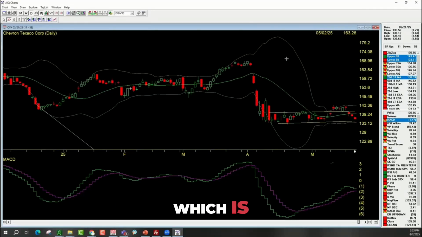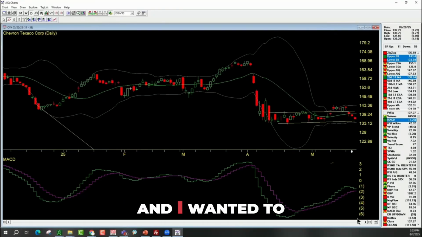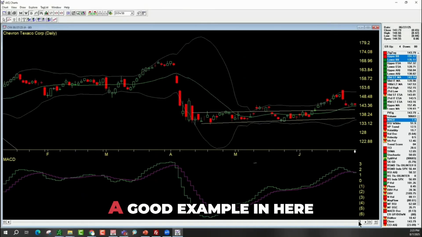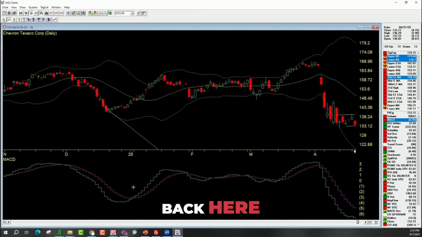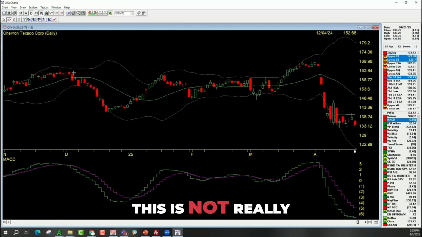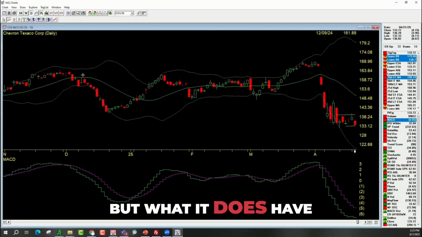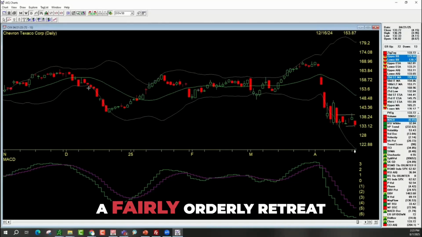The second one, which is one I've never really used a great deal, is running along the band itself. And I wanted to show that actually this stock has a good example in here, back here. We looked at this earlier too. Price action is kind of, this is not really a squeeze because it doesn't have that dramatic squeeze look to it. But what it does have is a fairly orderly retreat.